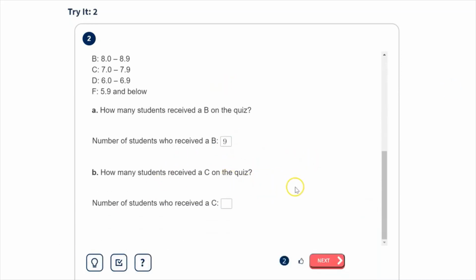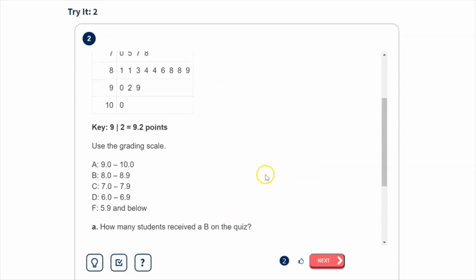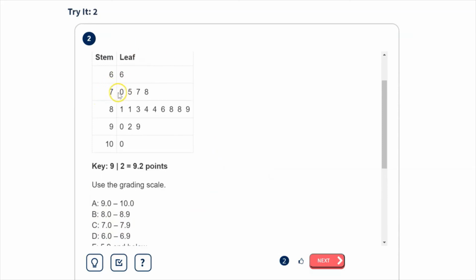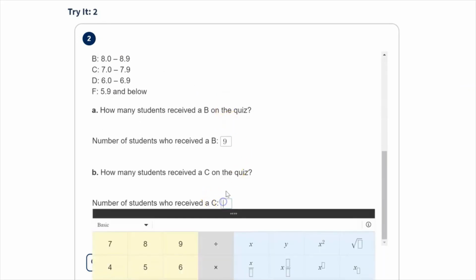Now, if we want to see how many students received a C on the quiz, again, a C will be anything with a stem of 7. So we can see 1, 2, 3, 4 scores that were in the C range. So that would be 4.